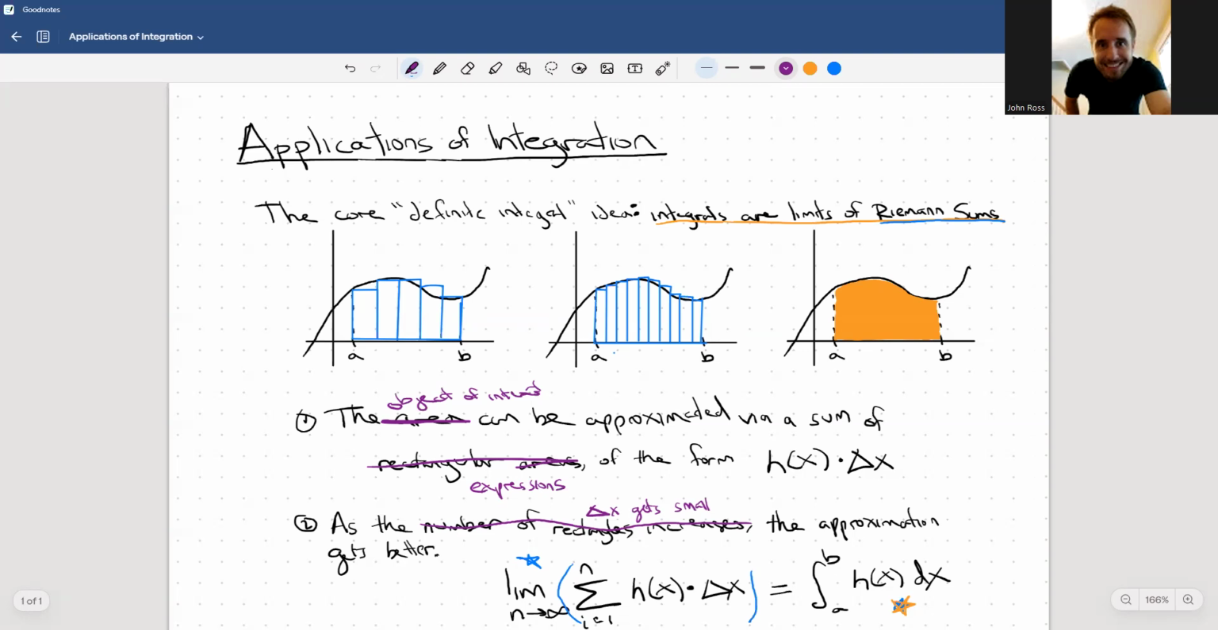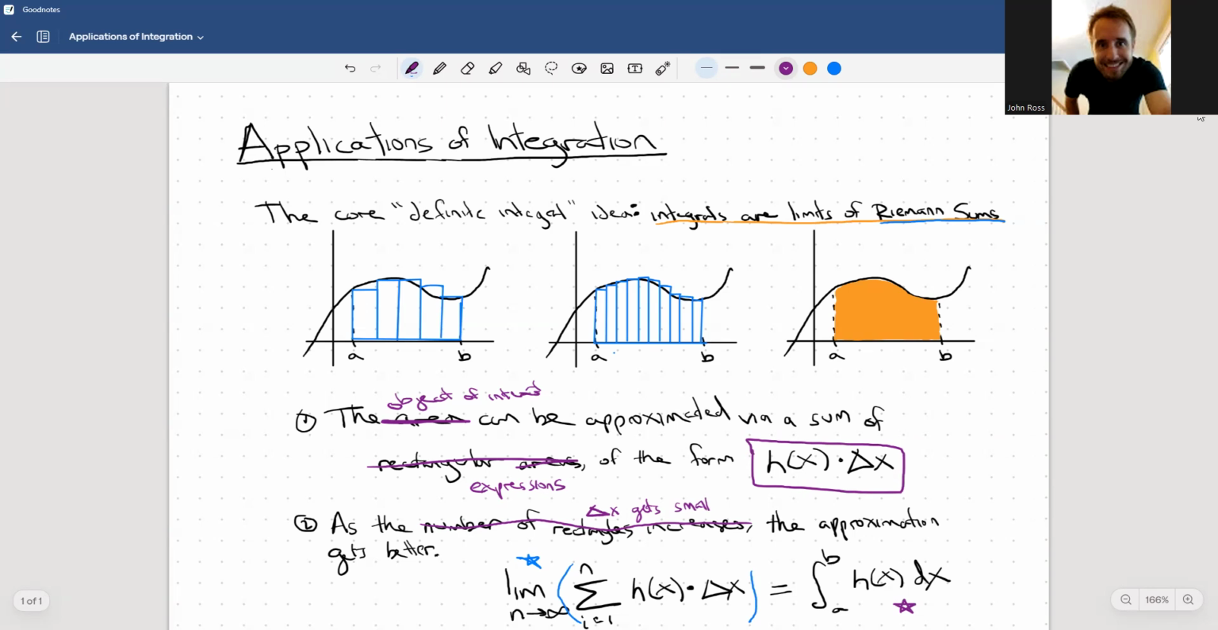So if we can create a framework like this, it doesn't have to be specifically area under a curve. It doesn't specifically have to be representing a rectangle. But if we can get an expression of the form h of x times delta x, and if that expression is an approximation, and if that approximation gets better as the delta x's get smaller, then we should be able to get an exact answer by converting from our approximate summation approach to an integration approach, as we see down here at the bottom. So that's sort of the big idea here.